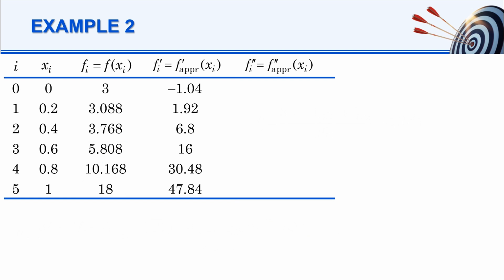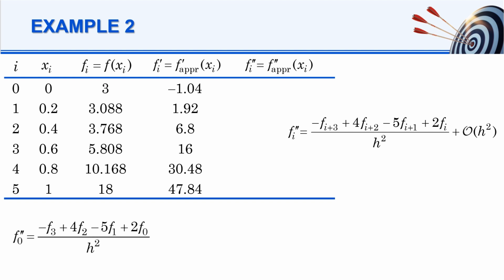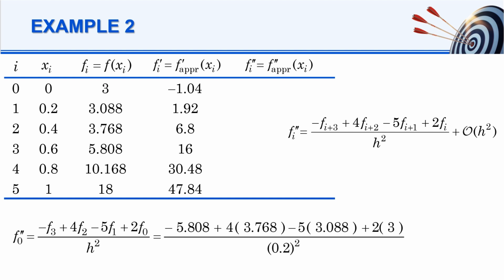Now, we turn our attention to calculating the second derivatives. For i equals 0, or x equals 0, again, we use the following second-order forward difference formula, which makes use of f0, f1, f2, and f3. Substituting their numerical values, we find f double prime 0 to be minus 4.4.